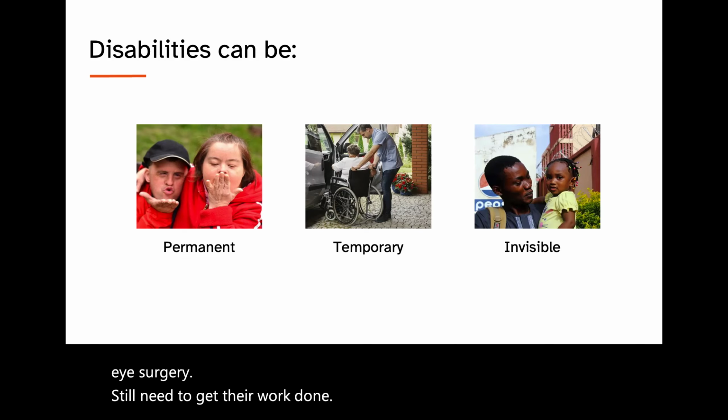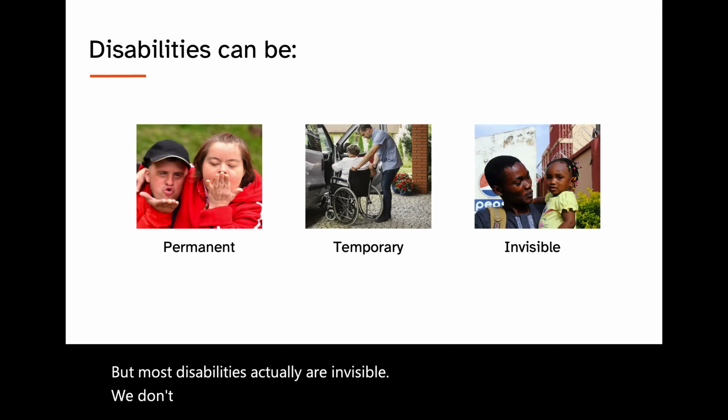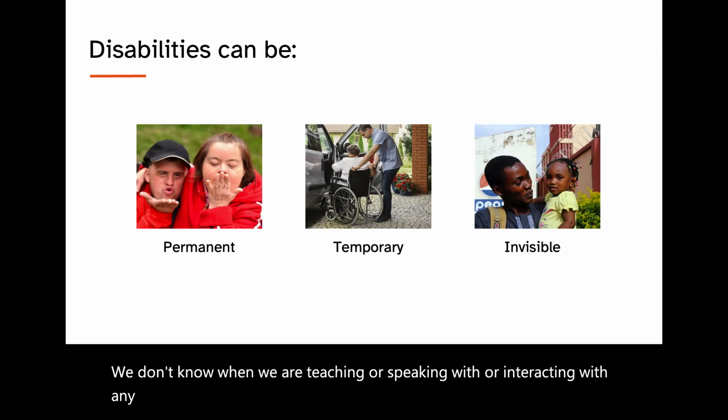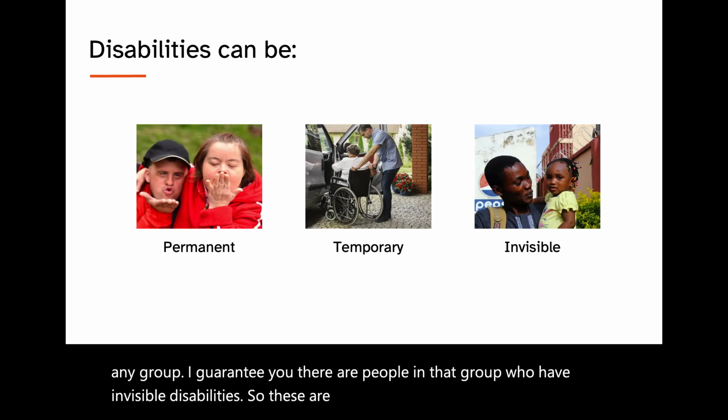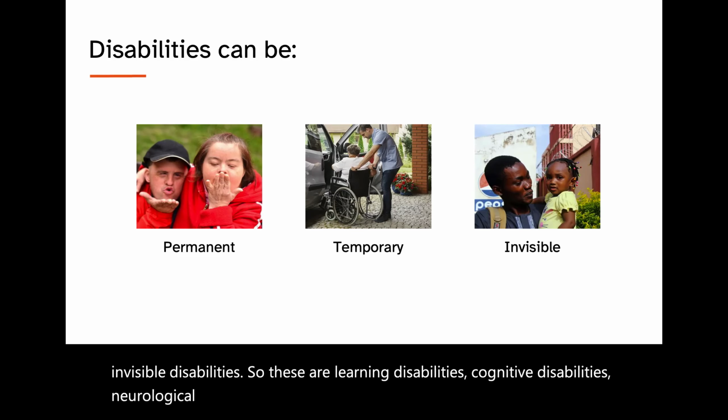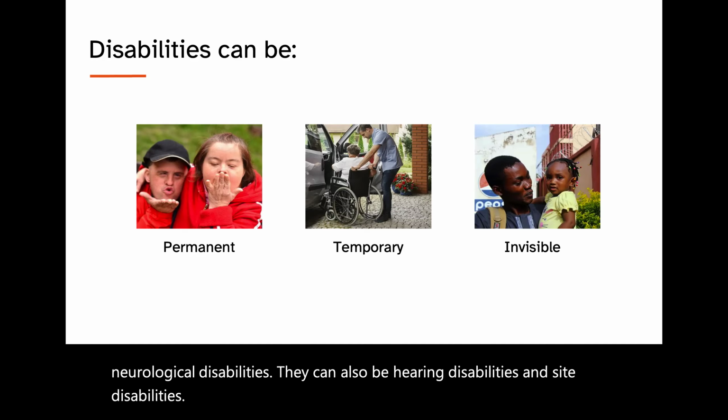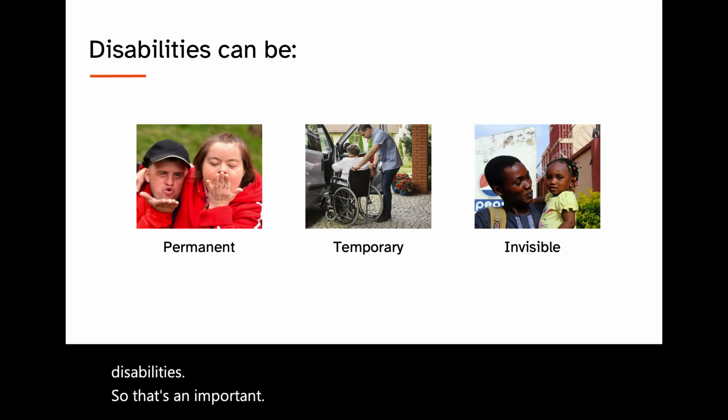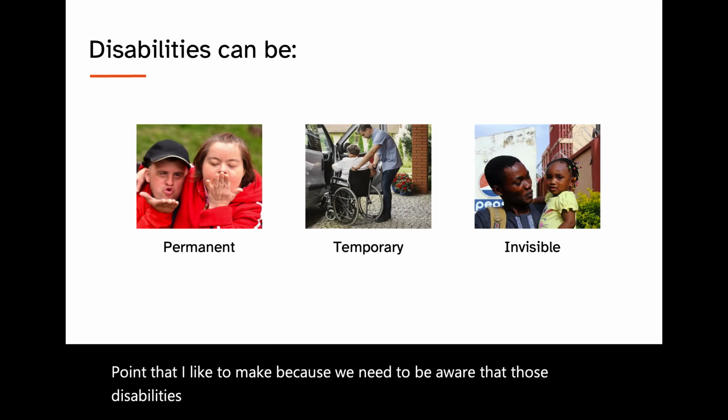But most disabilities actually are invisible. We don't know. When we are teaching or speaking with or interacting with any group, I guarantee you there are people in that group who have invisible disabilities. So these are the learning disabilities, cognitive disabilities, neurological disabilities. They can also be hearing disabilities and sight disabilities. So that's an important point that I like to make, because we need to be aware that those disabilities exist even though they aren't obvious to us in our observation.